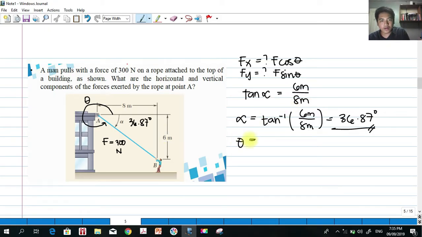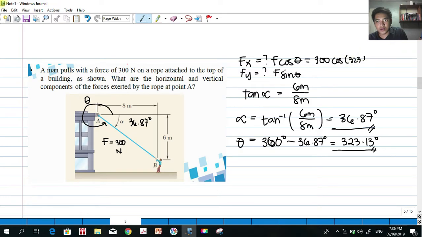So if I'm going to get theta here, this whole rotation or revolution is 360. Am I correct? So this whole rotation is 360, and I have to subtract 36.87 degrees. Therefore, I can get the angle of that as 323.13 degrees. And now, we can get the components. So, we have 300 cosine of 323.13 degrees, and 300 sine of 323.13 degrees. We're going to evaluate that. Of course, this is 240 newtons i minus 180 newtons j.